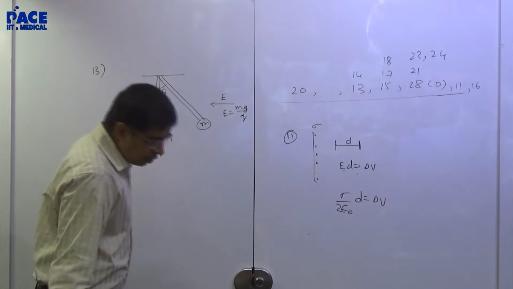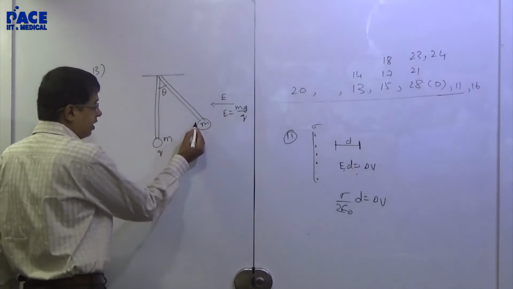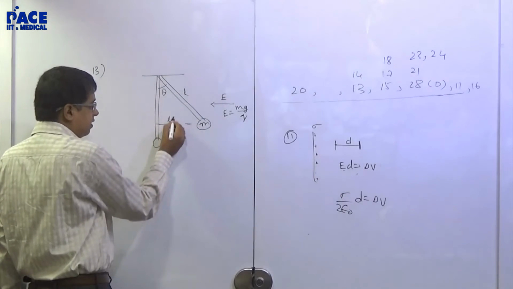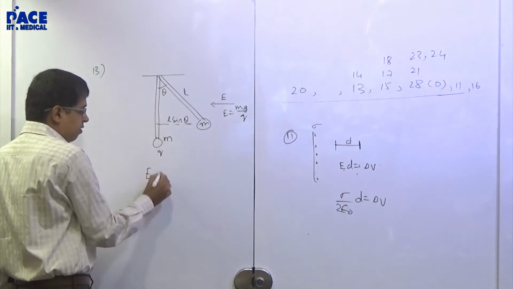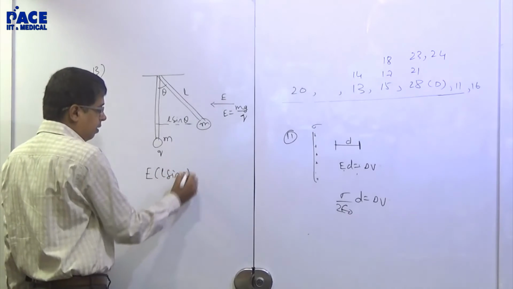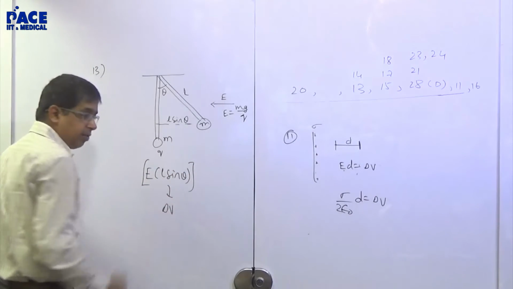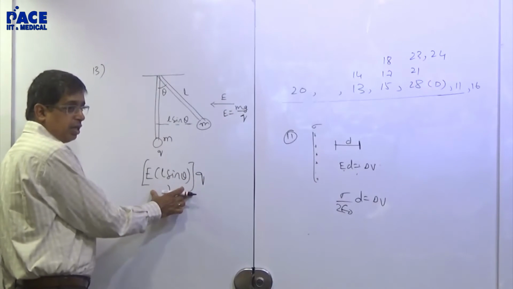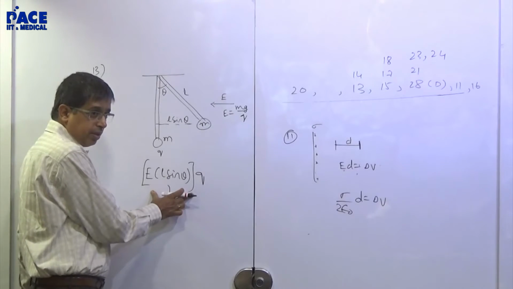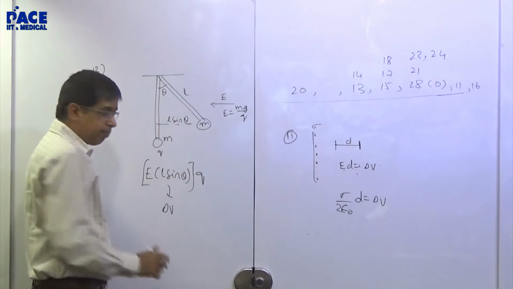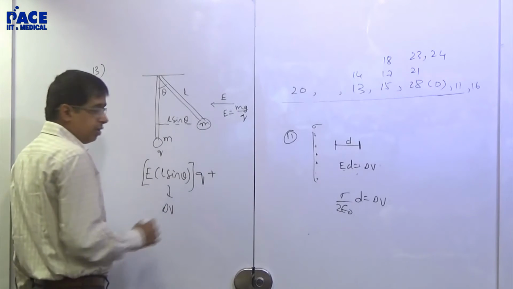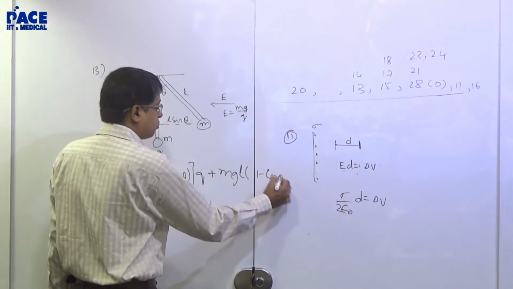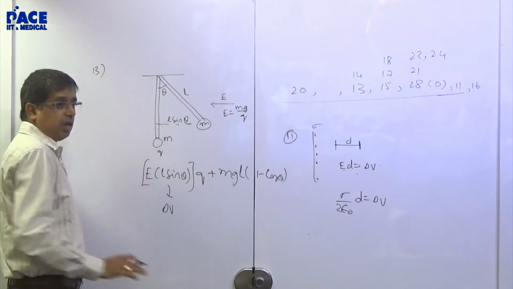Now 13, theta. This is M and Q. Have a look at it. Field is from higher potential to lower potential. This is L. This will be L sin theta. Field into L sin theta will be delta V. This is delta V, potential difference. That into Q will be the loss in potential energy, loss in electrostatic potential energy, plus mg L into 1 minus cos theta. This is loss in gravitational potential energy.